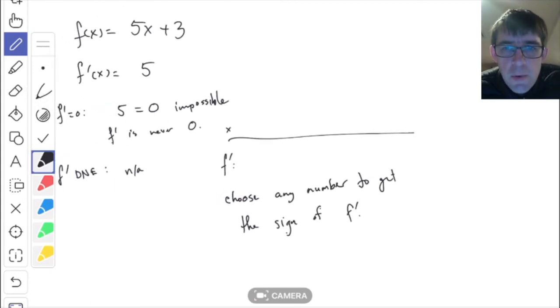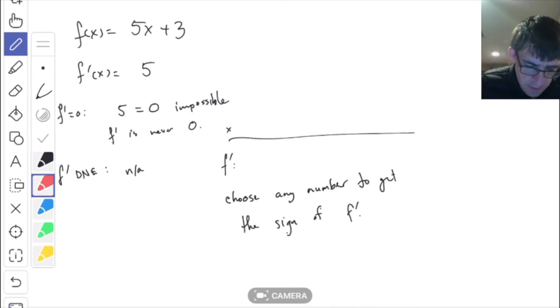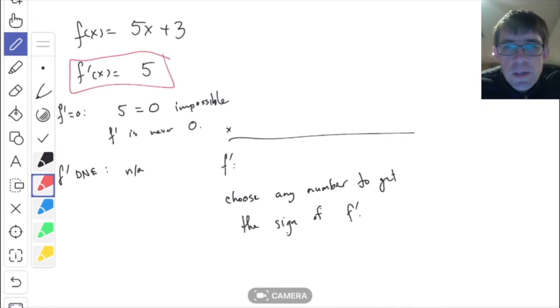But in fact, in this example, it's so simple, you don't even need to plug a number in to say what the sign of f prime is. Can you say what is the sign of f prime of x? This is f prime of x. It's already just a number, and it is a positive number. So the sign is positive.